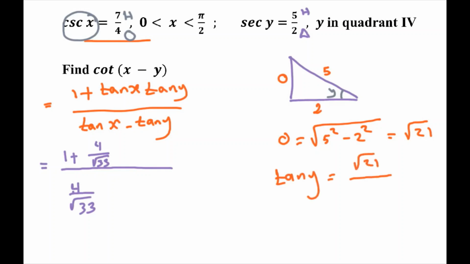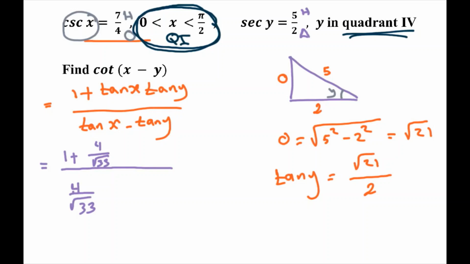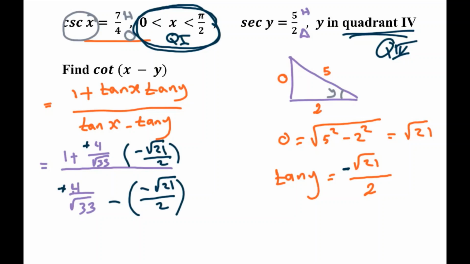opposite over adjacent. Now don't forget to study the sign. For the previous one, cosine x, tangent x, it is in quadrant 1. So I know tangent is going to be positive. For y, we are talking about quadrant 4, and based on the CAST rule in quadrant 4, tangent is negative. So I need to come here and I will multiply by negative square root of 21 over 2, minus negative square root of 21 over 2.